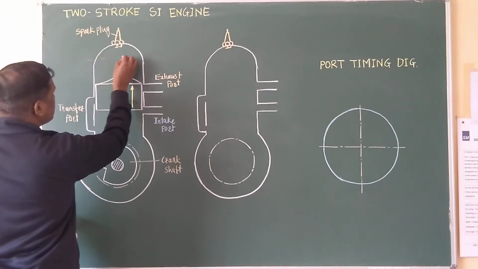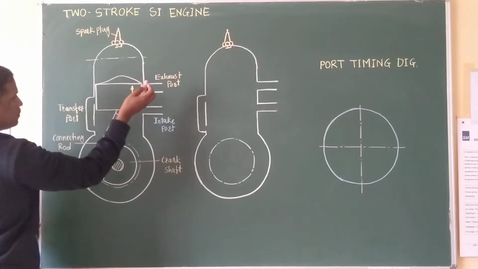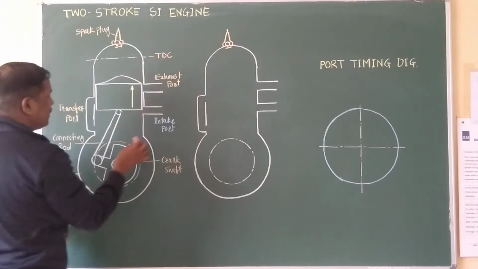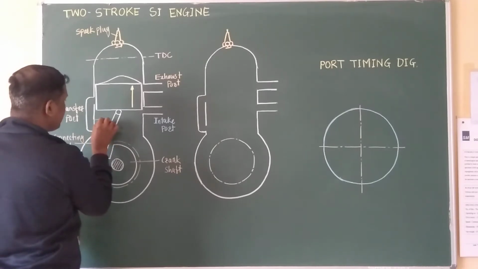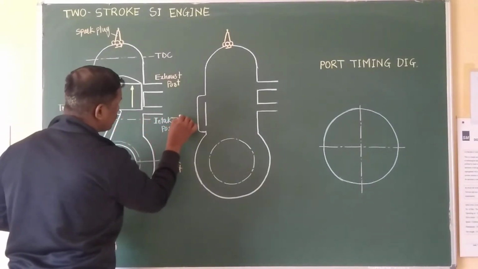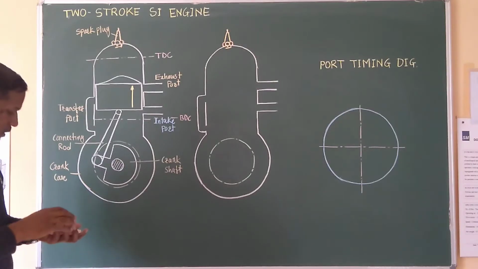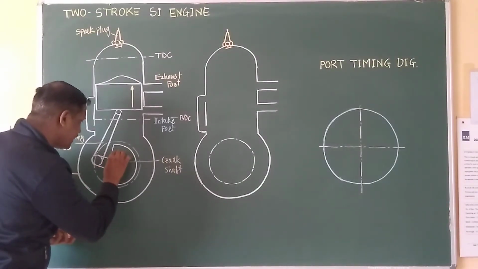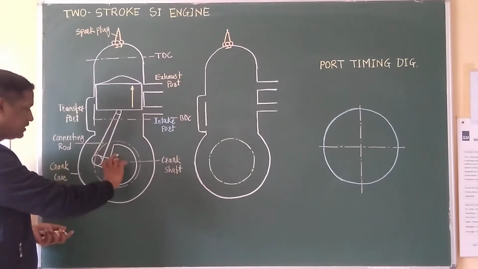Now I will explain how the processes take place. This is the upstroke, and in the upstroke somewhere there is a TDC. Suppose up to this is the top dead center, so we will write on this side top dead center. Likewise, it has some extreme bottom position. Suppose this one. So this is bottom dead center.